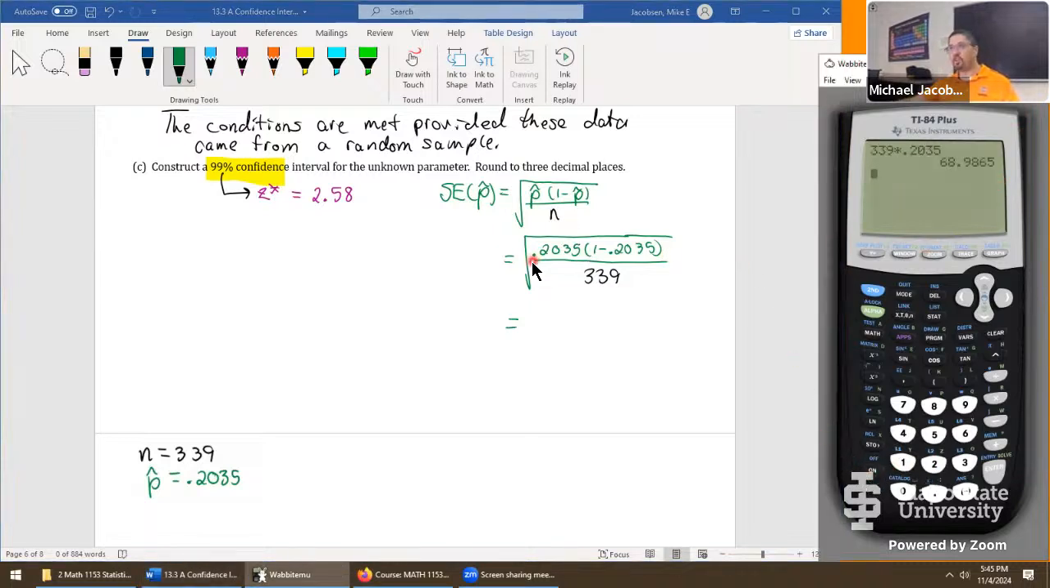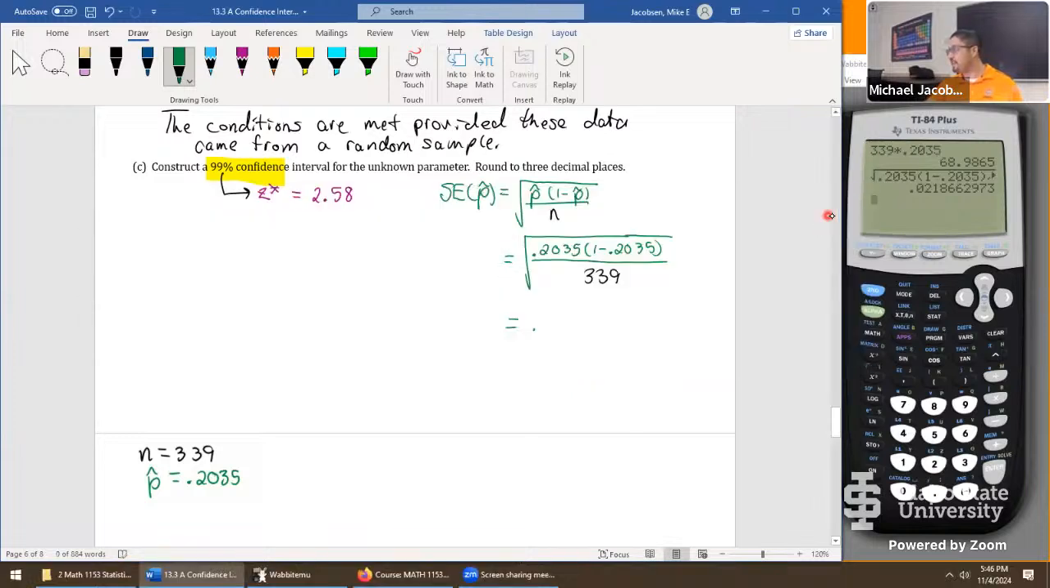So I'll go with the put it in one line method. Go second power 2 button like that. 0.2035, 1 minus 0.2035. We'll close the parenthesis, hit division by 339. And let me know if you're getting something different. For me, the standard error is 0.02186. Our problem, we want to round to 3 decimal places, but this is referring to the very final answer because that's like an intermediate computation. Let's round this one to 4 decimal places just to get extra accuracy. So it'd be 0.0219.